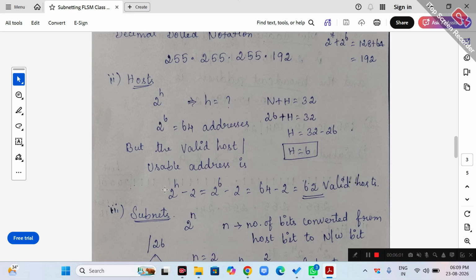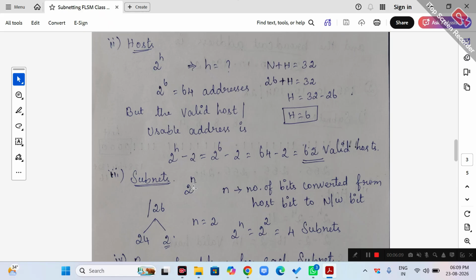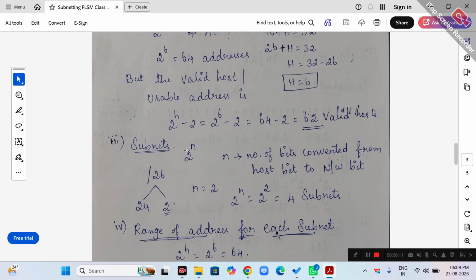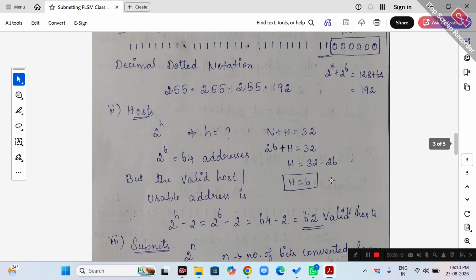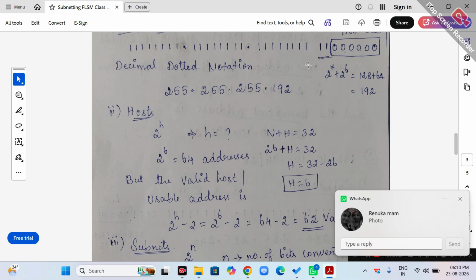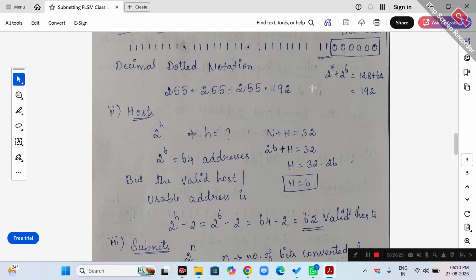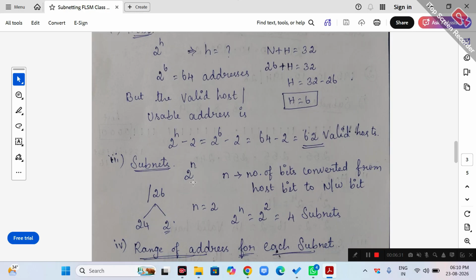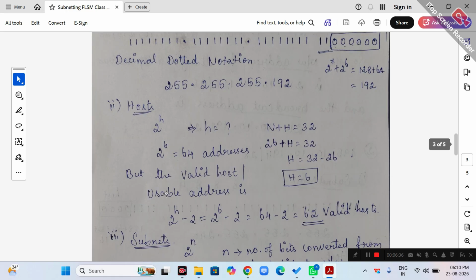In this way we have to find the hosts. And how many subnets are available in this network, the small networks? For that the formula is 2 to the power n, where n is the number of bits converted from host bits to network bits. Here we know two bits are converted to network bits. These two bits were actually host bits. So n equals 2, or else the subnet value given in the question is 26.